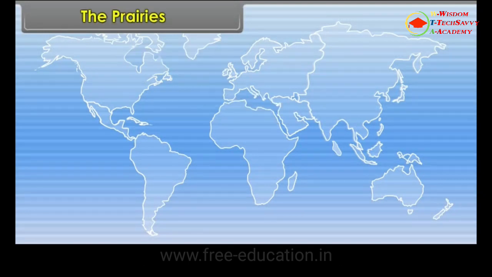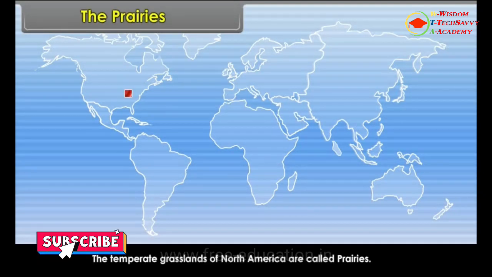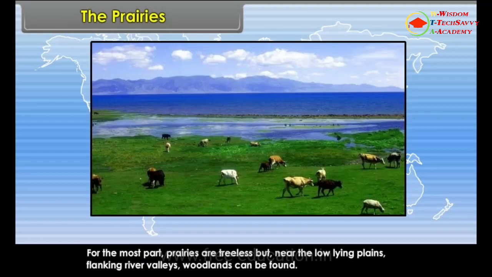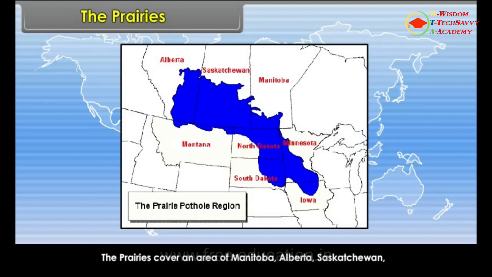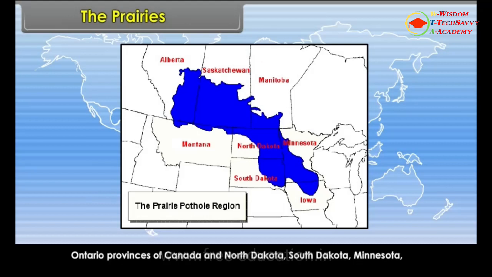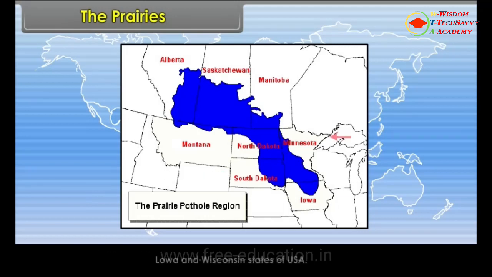The prairies. The temperate grasslands of North America are called prairies. For the most part, prairies are treeless, but near the low-lying plains, flanking river valleys, woodlands can be found. They extend from Rocky Mountains in the west to the Great Lakes and Appalachian Highlands in the east. The prairies cover an area of Manitoba, Alberta, Saskatchewan, Ontario provinces of Canada, and North Dakota, South Dakota, Minnesota, Iowa and Wisconsin states of USA.